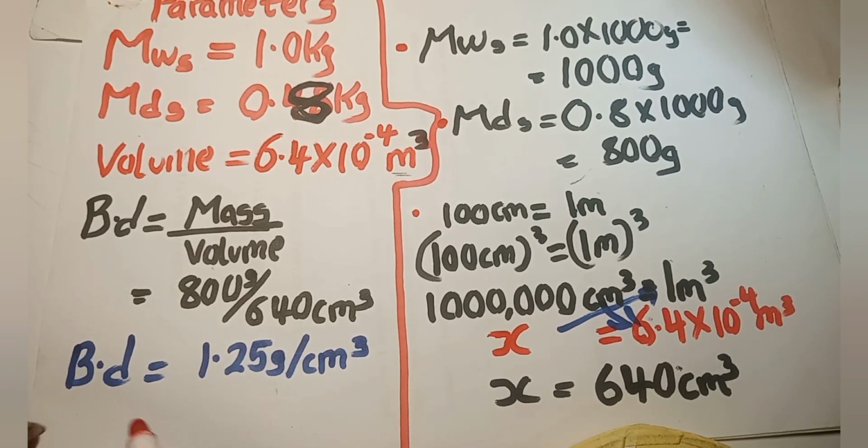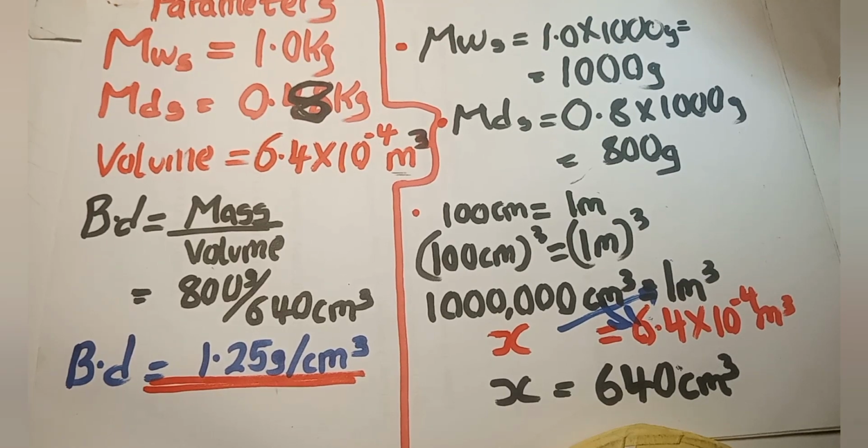As you know, the bulk density tells how sturdy the soil is. So this is the bulk density of the soil. Now, in my next video, you can proceed to watch how to calculate the moisture content volumetrically and gravimetrically.